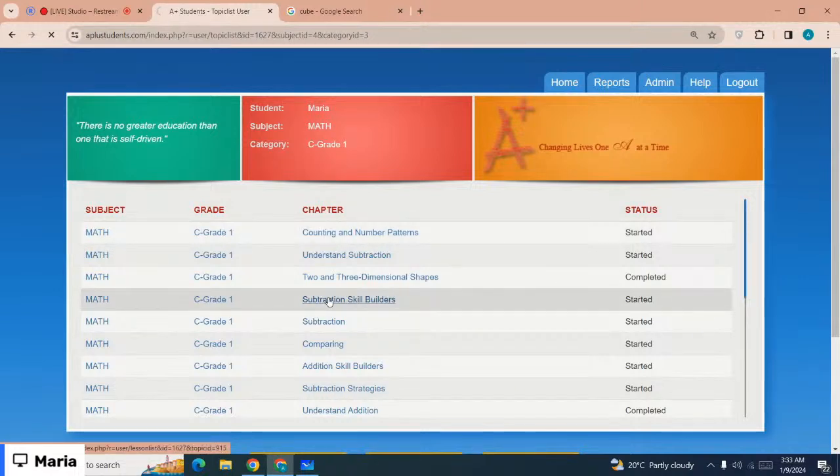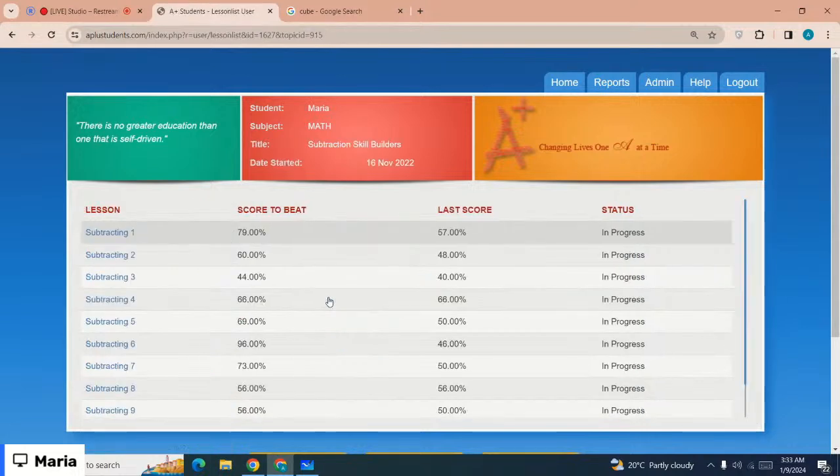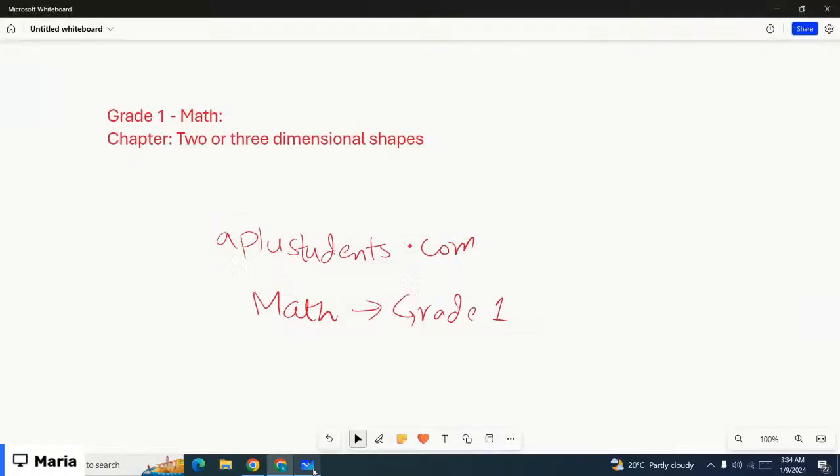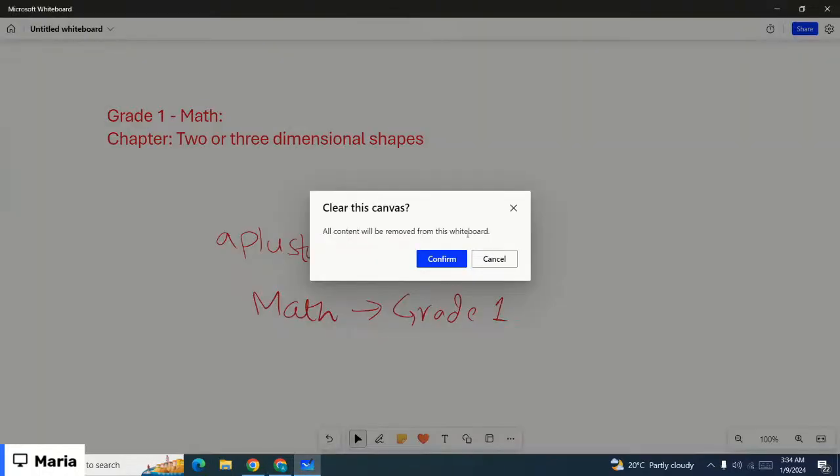The next one is subtraction skill builders. We're going to learn how we subtract, right? Okay, basically, what does subtraction mean? Let's just discuss the concept. For example, start with the basic examples and let's relate the things. For example, you have two candies, right?